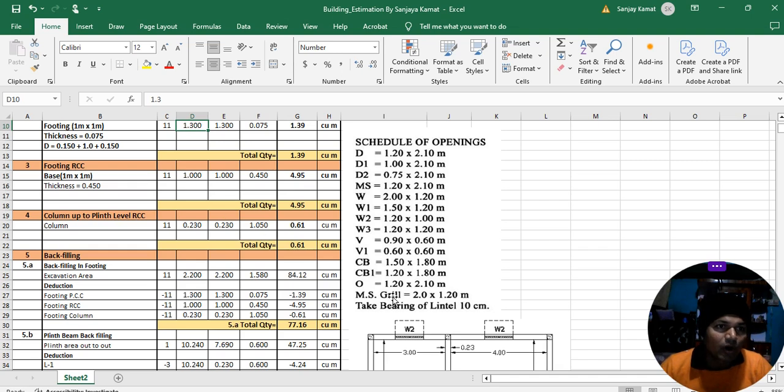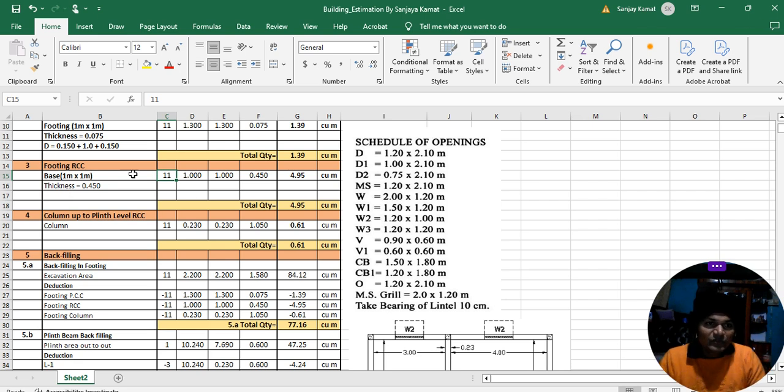So now coming to footing RCC, reinforced concrete. For that we have taken the base, how much? Base 1 meter by 1 meter. This is also 1 by 1, which means this is a square, okay. A square shape means all sides will be equal. If the length and breadth are both of the same dimension, that should be a square footing. You have to understand that, okay. And how much thickness have we taken? Thickness is 0.450. You have to understand these topics, okay.